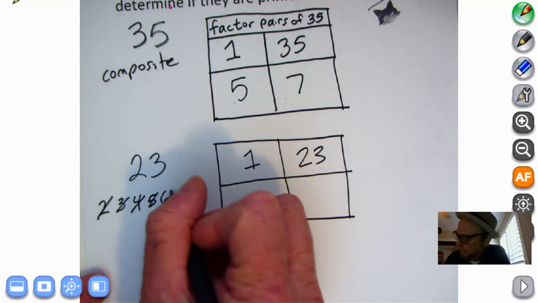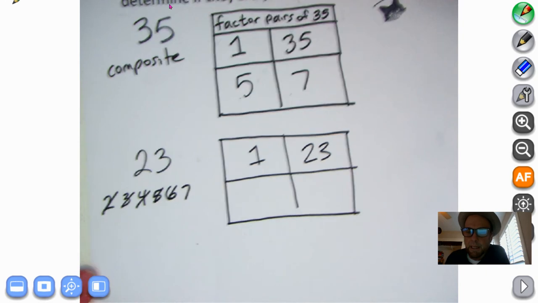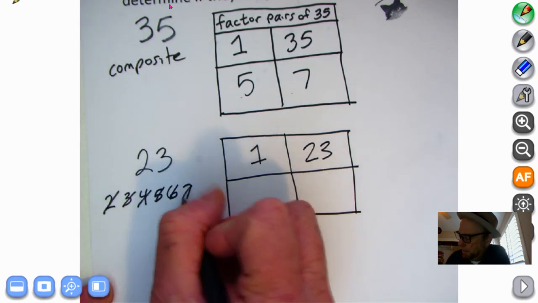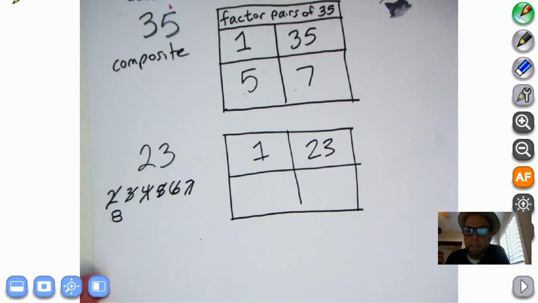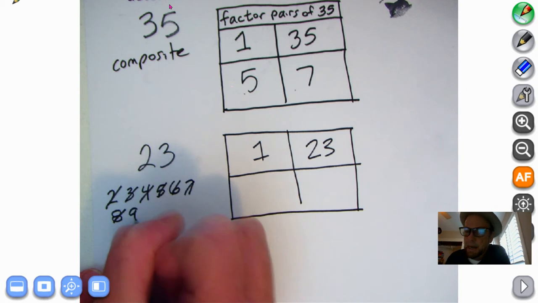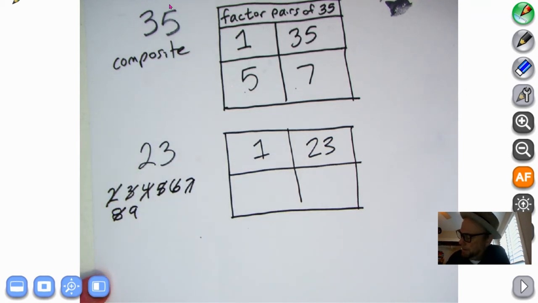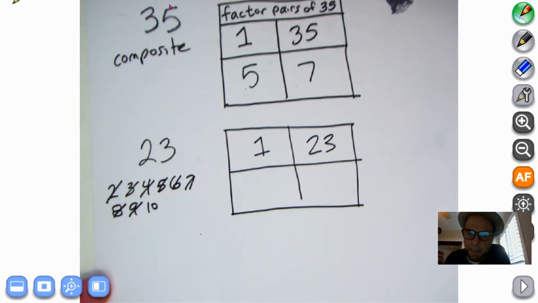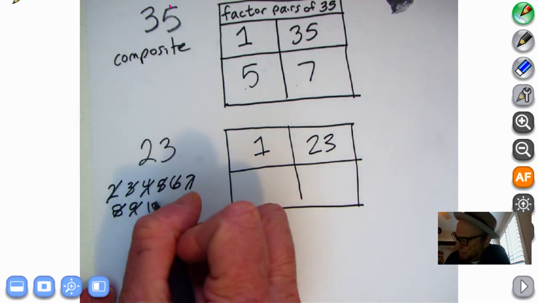Not going to work. 7. We've been working with 7s a lot lately in 3rd grade. 7, 14, 21, 28. Nope. 8. 8, 16, 24. Nope. How about 9? 9, 18, 27. No, it's not going to stop at 23. 10. I almost immediately know it's not going to be 10. 10, 20, 30. No. How about 11?